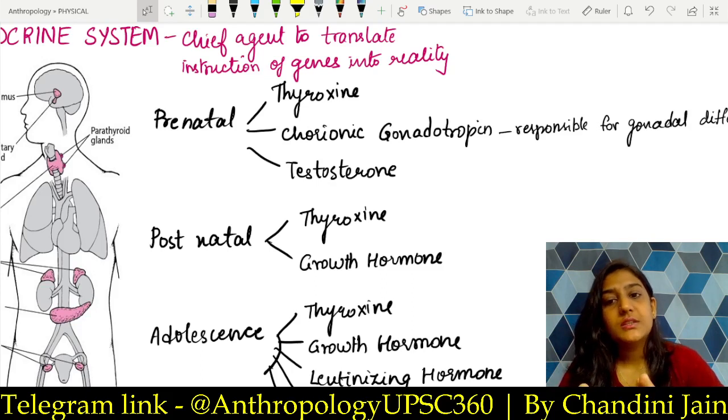So what are the major hormones that are important in your prenatal stage, that is in the womb stage? That is thyroxine, CG and testosterone, right? Then in the postnatal stage, again thyroxine and the growth hormone become important.